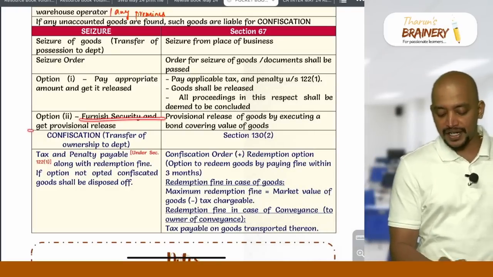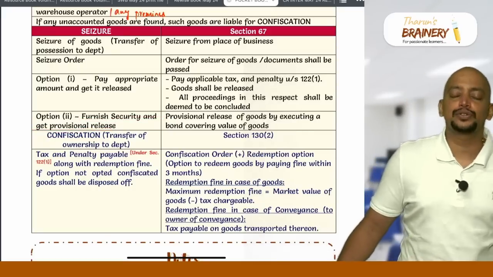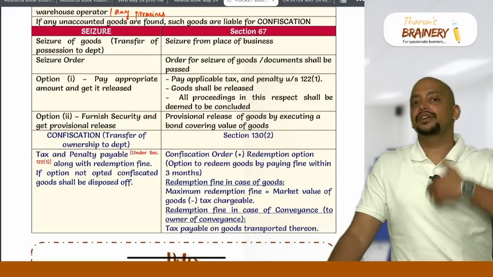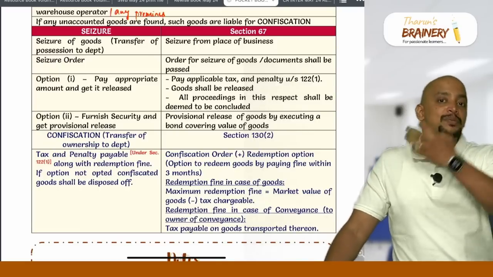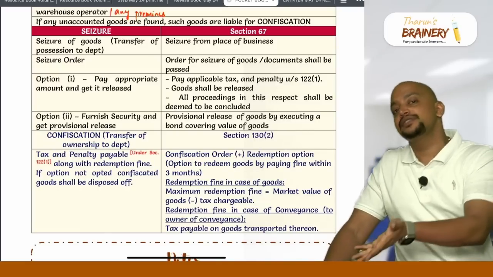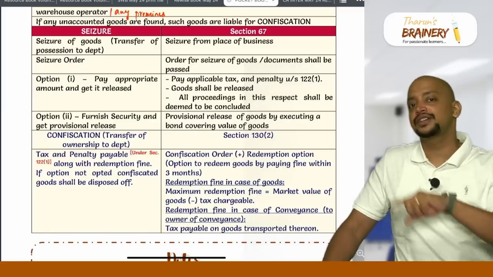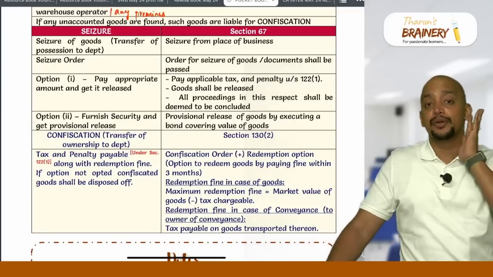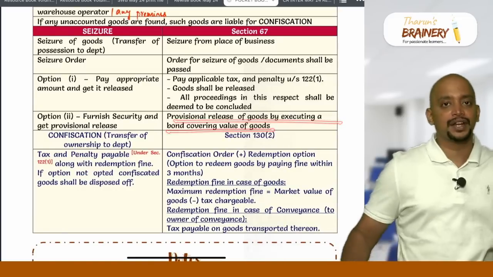Whereas option 2, furnish security and get the provisional release. Suppose you don't have money to pay the tax, but you need the goods. What you can do is furnish the bond and sufficient security, so that the goods will be released provisionally, and whenever we sell those goods and realize the money, at that time we will pay the tax and penalty. The proceedings are not concluded because this is only the provisional release of goods by executing a bond covering the value.